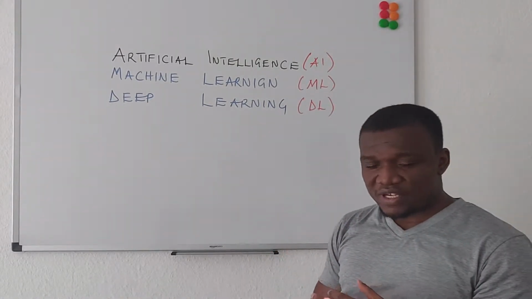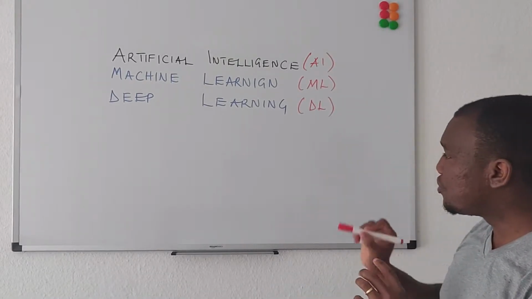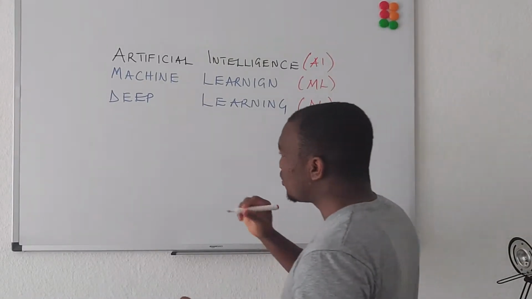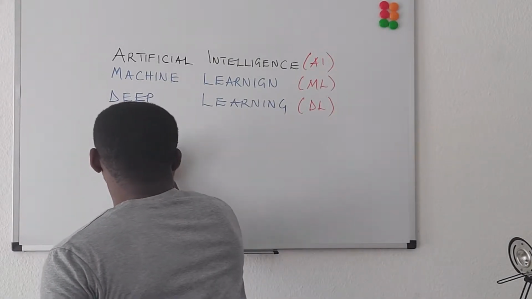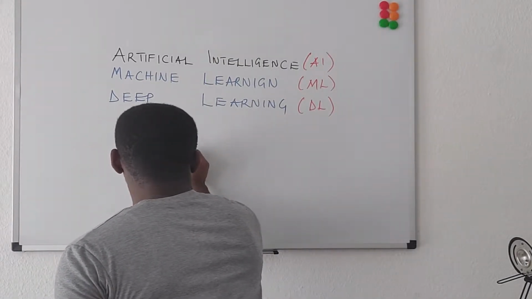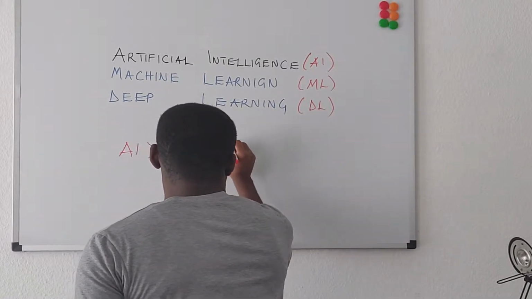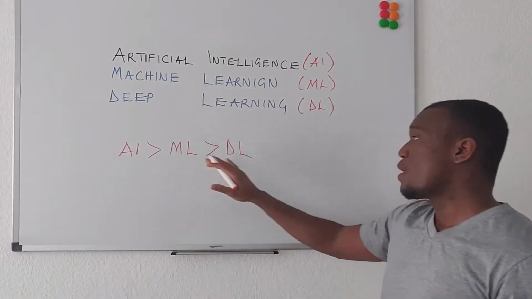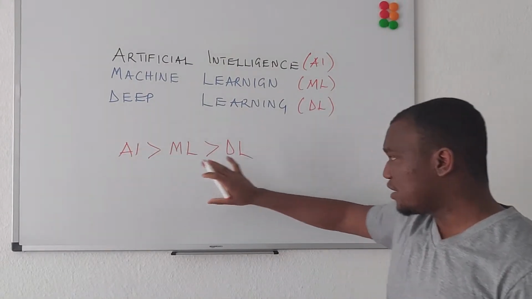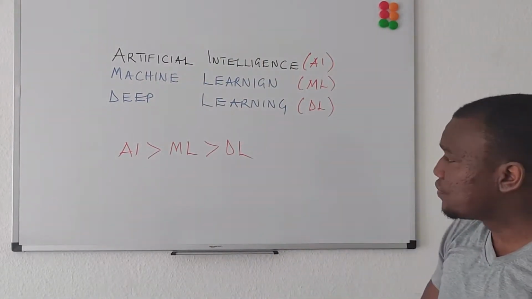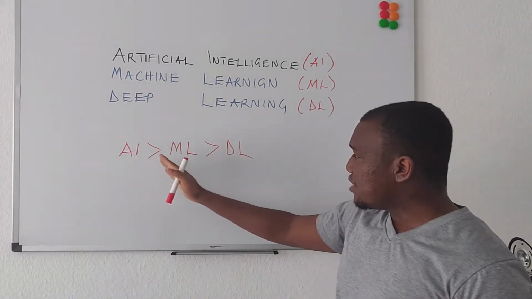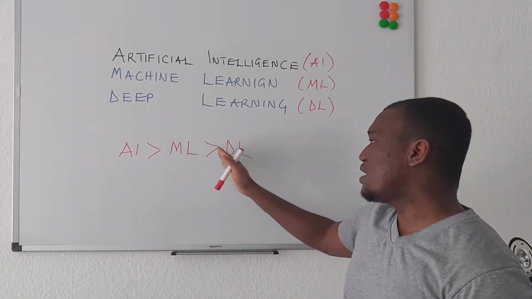Before I go ahead to give any explanation, I want you to remember what I'm going to write on the board because it's very important. And what I mean is AI is greater than ML, which is greater than DL. Now, once you capture this in your mind, you understand everything this episode is all about. So this says AI is greater than ML, which in turn is greater than DL.